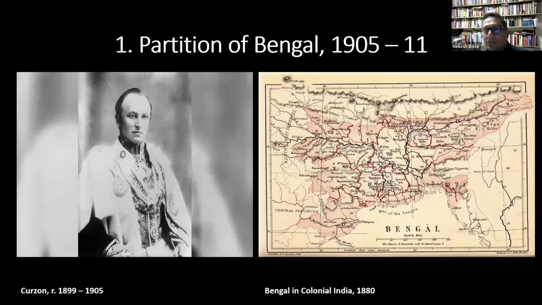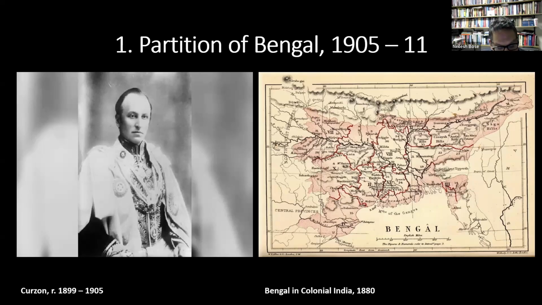And so the partition was done for a variety of reasons. It was seen to correspond with the majority populations, but then created minorities in these two parts of Bengal. And also, it was done to develop Eastern Bengal, to create jobs, infrastructure, educational institutions.